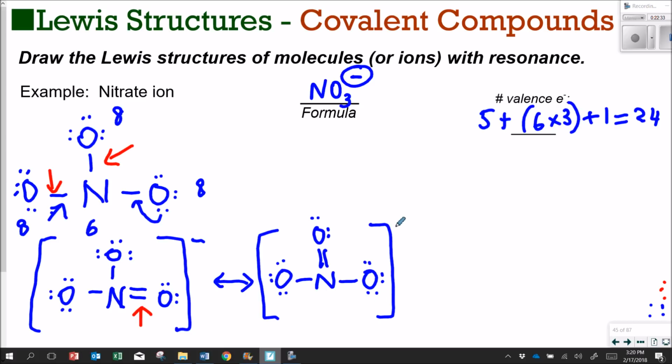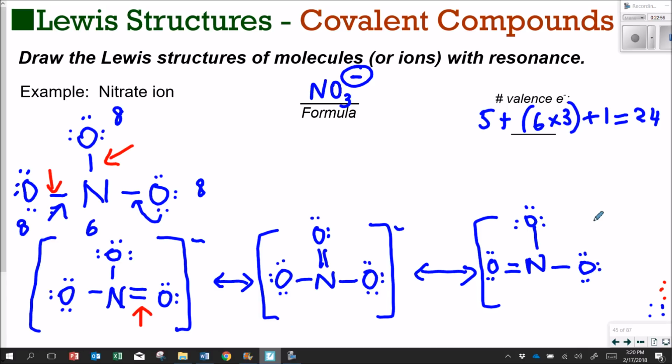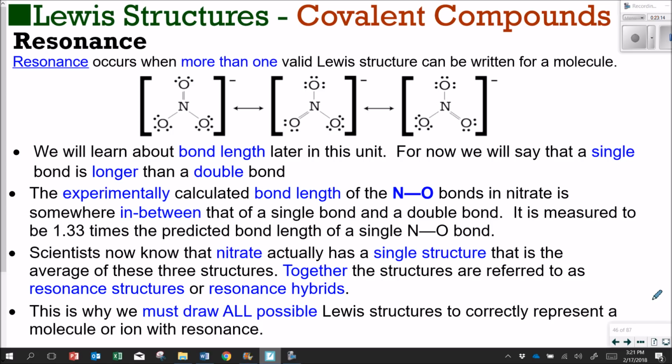And we close the bracket and keep the charge. And we draw the 3rd resonance structure, this time with the double bond on the left, and we close the bracket and put the charge. So these are the 3 resonance structures for the nitrate ion, and you have to draw all 3 to be correct.